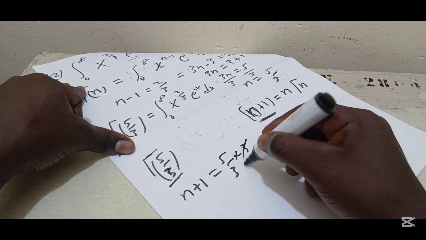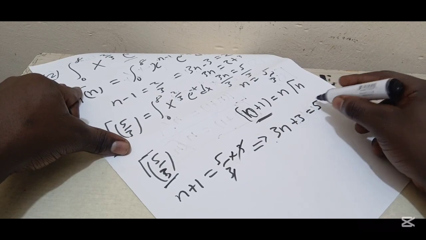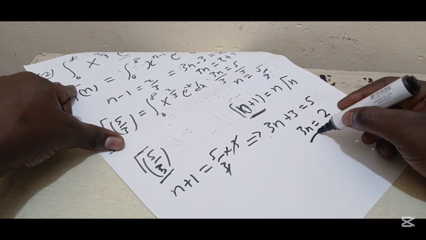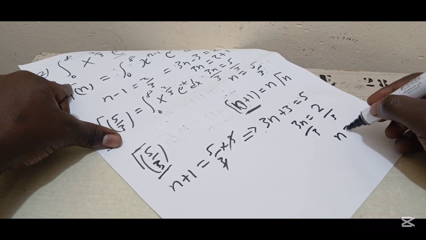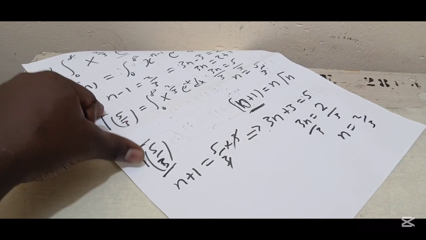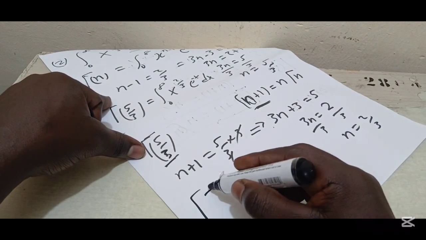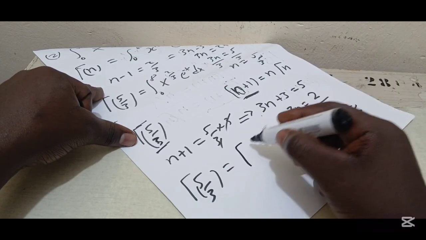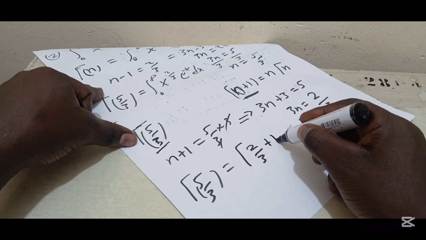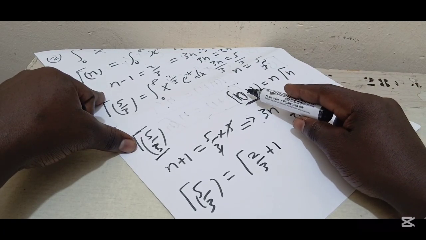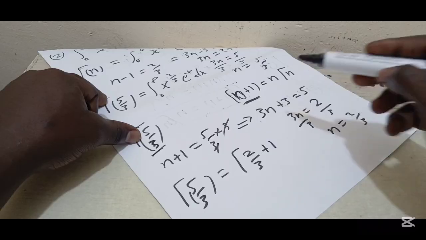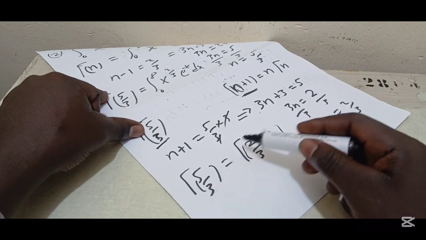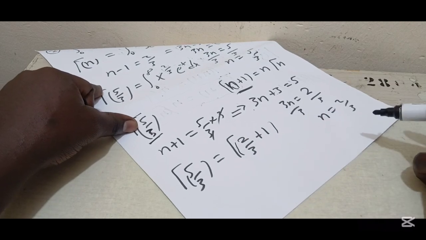If you multiply by 3 here, it just cancels out. So 3 crossing will give us 2. So 3n equal 2. Let's divide both sides by 3. So our n here equal 2 on 3. It means that our gamma 5 on 3 is also equal to gamma 2 on 3 plus 1. If you take your calculator and punch this in, you are going to get 5 on 3, so nothing changed. So gamma 5 on 3 is the same as gamma 2 on 3 plus 1.